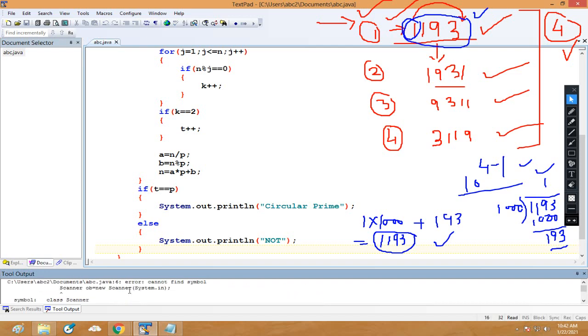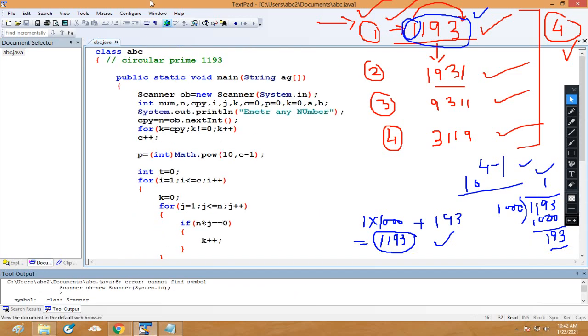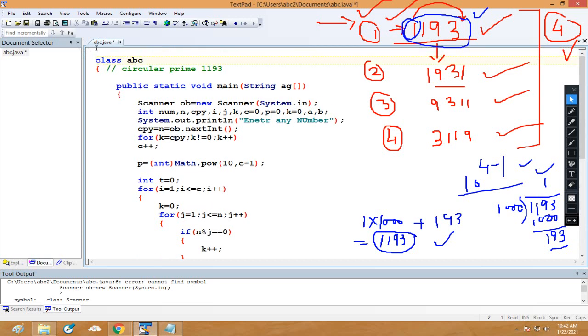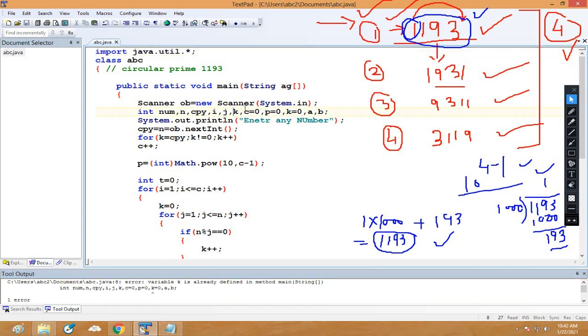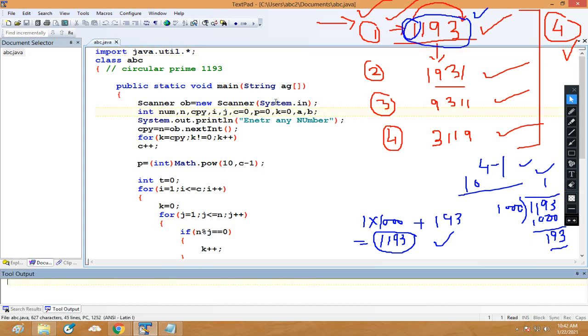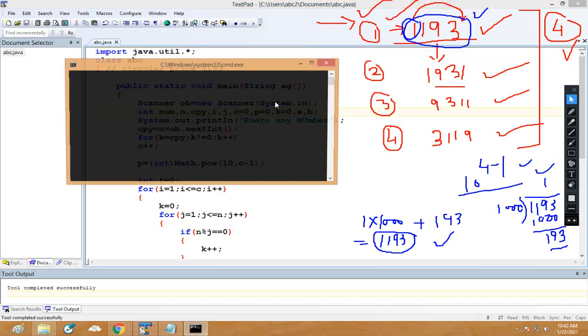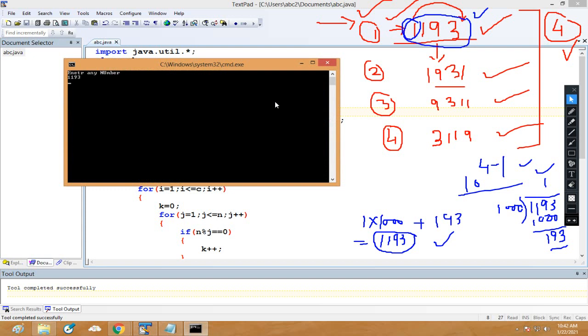There are some errors. Okay, what I have missed, who will tell? Arisha, tell me which line I have missed. Sir, this import. I have not added the package, right? K I have repeated. Now see, nothing is coming. I have missed something.